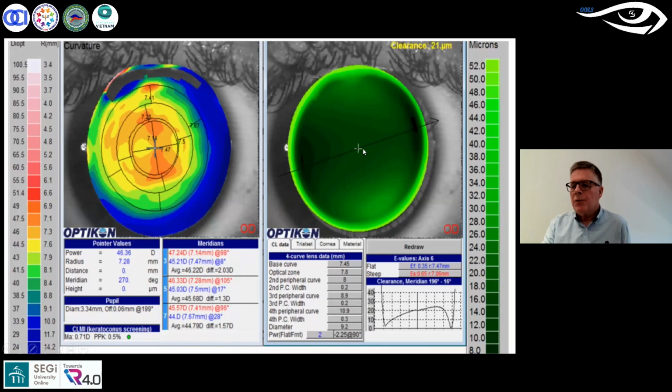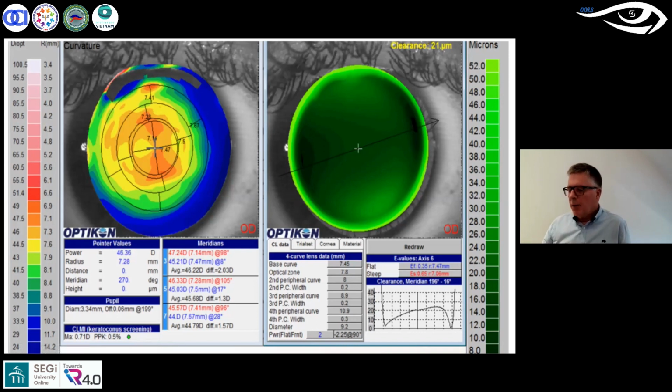And what we're able to do is assess the corneal clearance at this central point here. Our target is 20 microns. And we can see this one is clearing in the center there at 21 microns, which is absolutely ideal. The benefit of our topographer, and I can't do this on an image, is that we can run our cursor over the contact lens at any position, and we can actually see micron clearance below 20 microns.